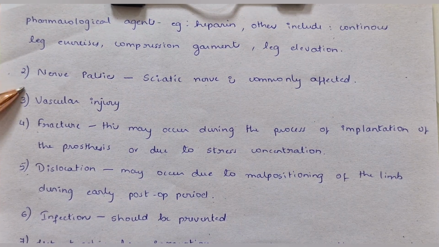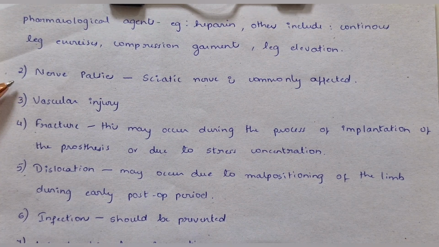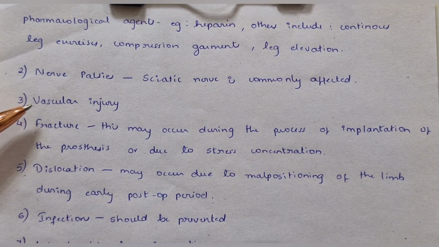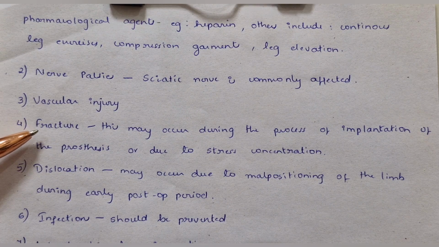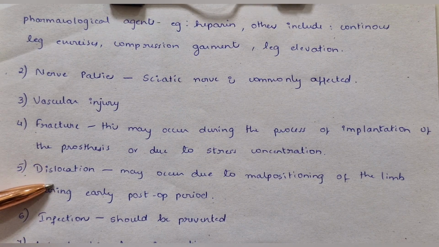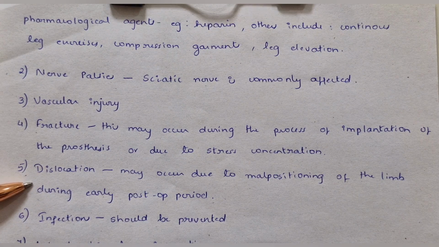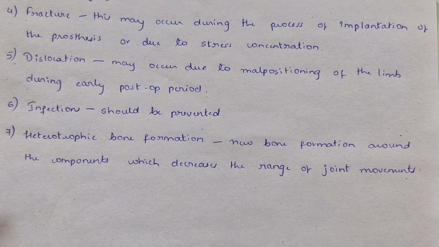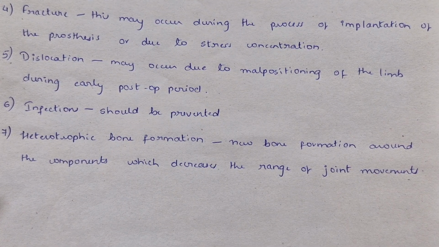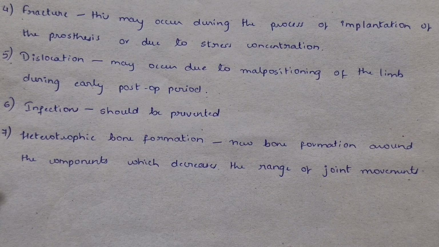Other complications include nerve palsies, where the sciatic nerve is commonly affected, vascular injury, and fracture. This may occur during the process of implantation of the prosthesis or due to stress concentration. Dislocation may occur due to malpositioning of the limb during early postoperative period. Infections should be prevented. And heterotopic bone formation, which is new bone formation around the components which decreases the range of joint movements.